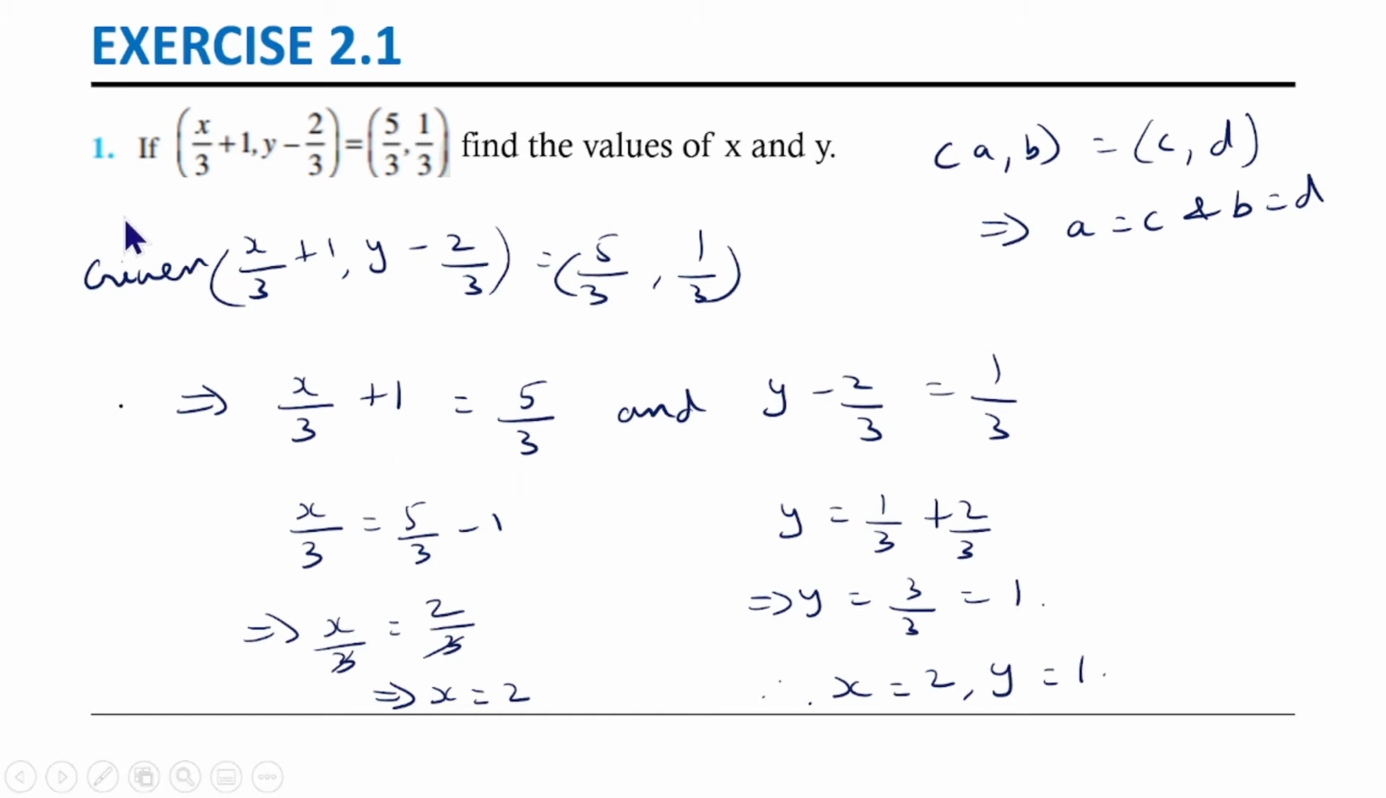So here it was asked, if the ordered pair x by 3 plus 1 comma y minus 2 by 3 is equal to 5 by 3 comma 1 by 3, find the values of x and y. So if this ordered pair is equal to 5 by 3 comma 1 by 3, then we can equate the first term of each of these ordered pairs. It means x by 3 plus 1 is equal to 5 by 3, and the second term is equal to this second term, so y minus 2 by 3 is equal to 1 by 3. So if we equate and find the values of x and y, we get x is equal to 2 and y is equal to 1.